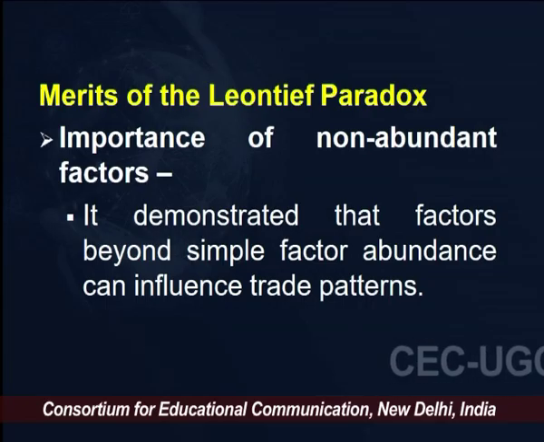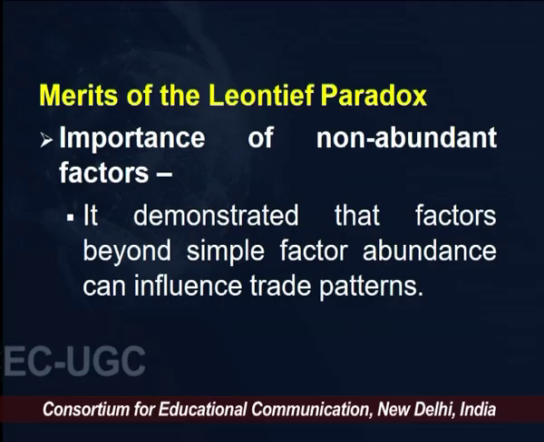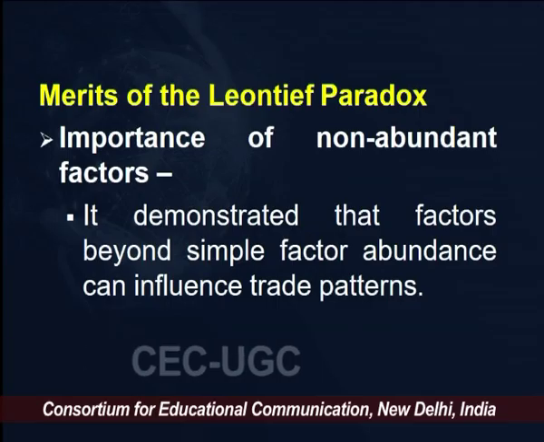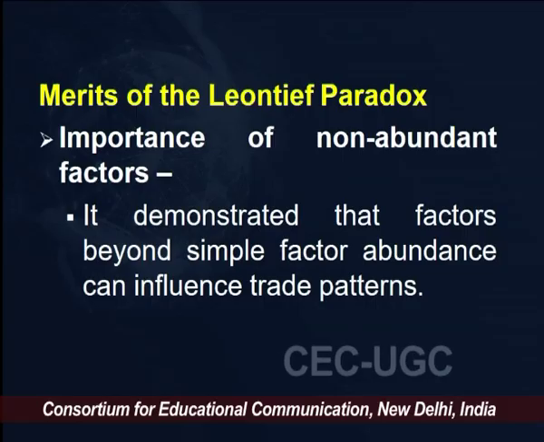So, the HO theory said that if you have abundance of one factor, you will concentrate on that factor and you will have that type of technology in production of goods. But this model, the Leontief paradox, demonstrated that factors beyond simple factor abundance can also influence the trade patterns. So, these were the merits, but there are certain limitations of Leontief paradox.